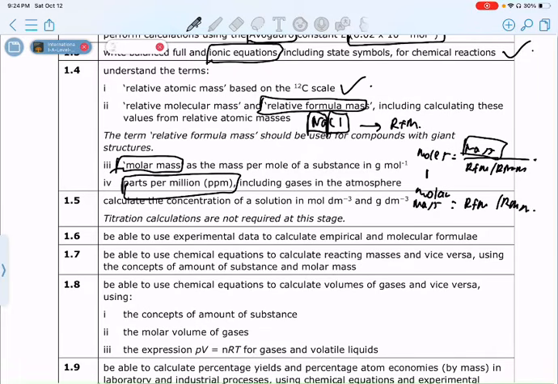It's a misconception that can be confused very easily. So I urge you, when you're doing parts per million questions, answer in parts per million. Don't answer in the value that you get, okay?